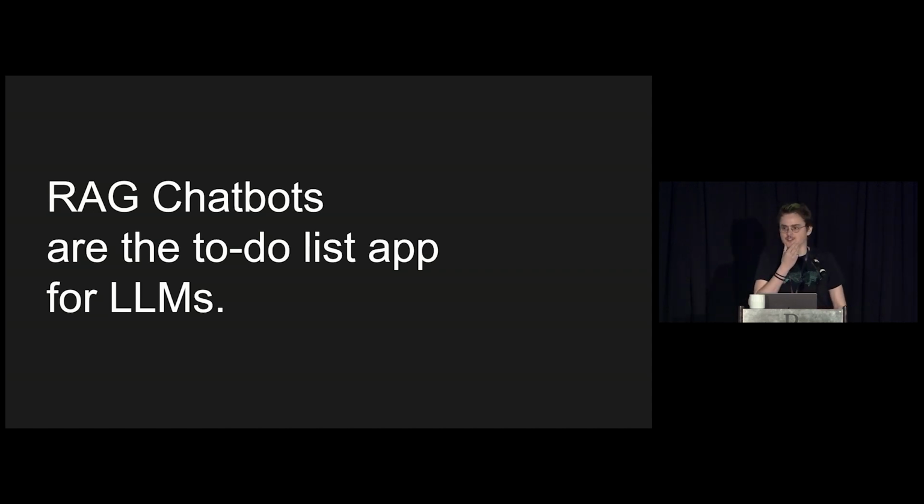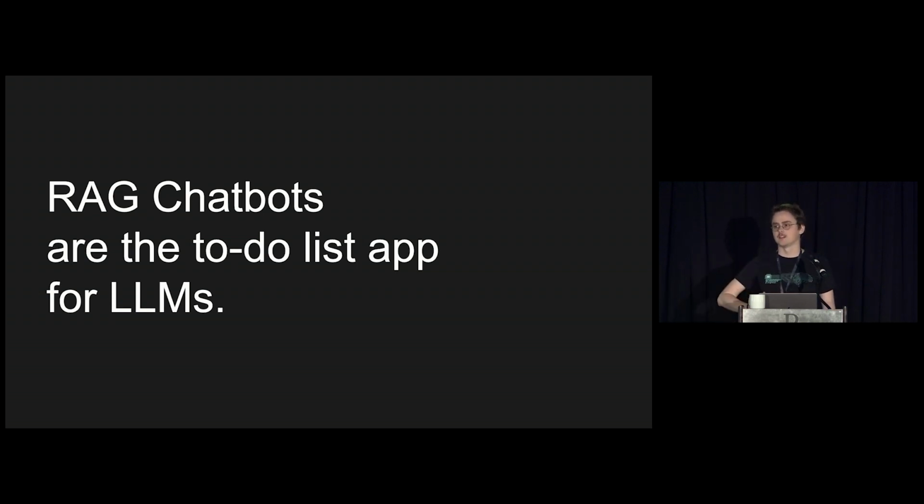Retrieval augmented generation chatbots are like the to-do list app for large language models. Who here has ever built a to-do list app? Maybe anybody who's done front end or full stack JavaScript development. It's a pretty common portfolio piece, a common project done by people learning full stack web development, because you have to store some information and retrieve it. You have to be able to create, read, update, and delete information. You have to display it interactively in a browser.